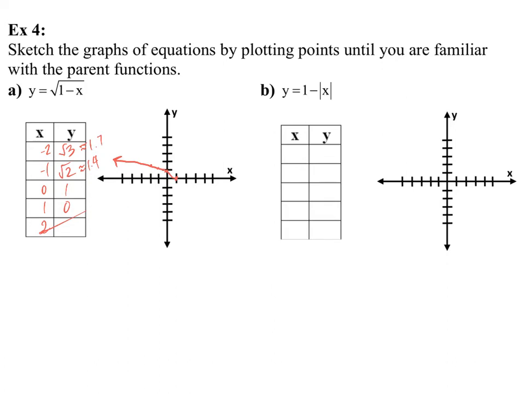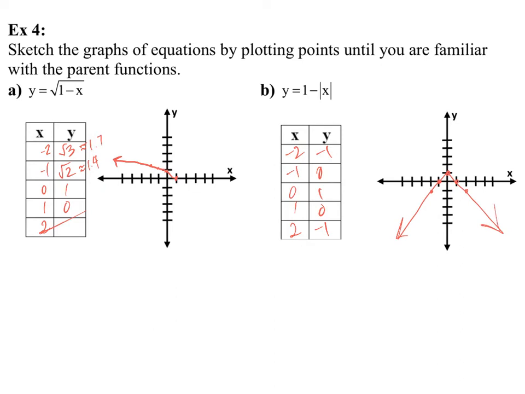All right, now go to part B. Same process, just choose a bunch of x values. These are the typical ones that I choose. You can choose others, though. Plug those x values in, figure out what the y value is. I get negative 1, 0, 1, 0, negative 1. So plotting these points, I have negative 2, down 1; negative 1, 0; 0, 1; 1, 0; and 2, negative 1. And you get this V-shaped graph since we're working with the absolute value.